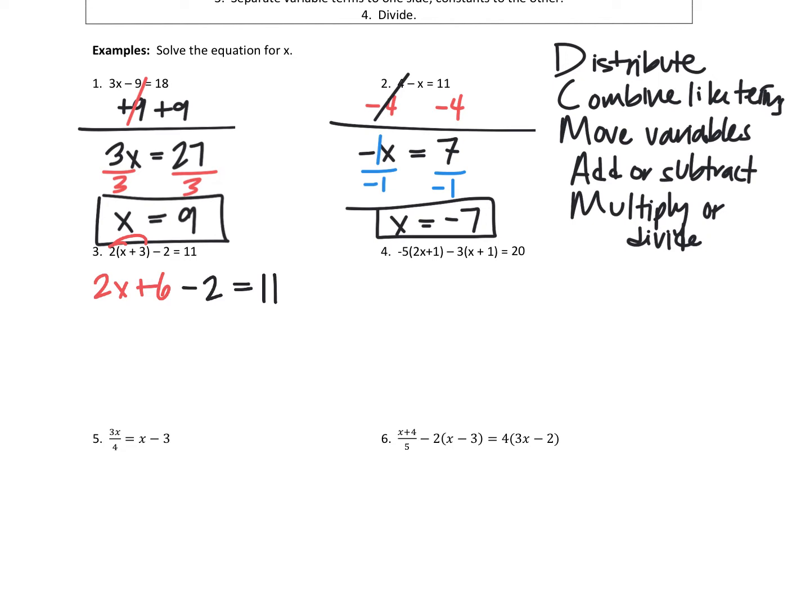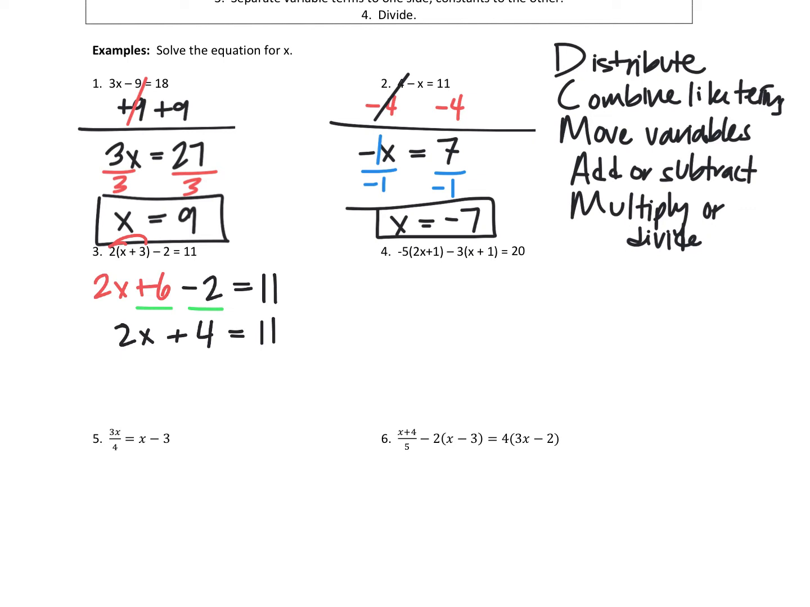Can I combine like terms, folks? Yes. Kyle, what are my like terms? The 6 and the negative 2. So we combine those, and then we would have 2x. 6 minus 2 would just give us 4. You only have to move your variables to one side if you have variables on both sides, which you don't.